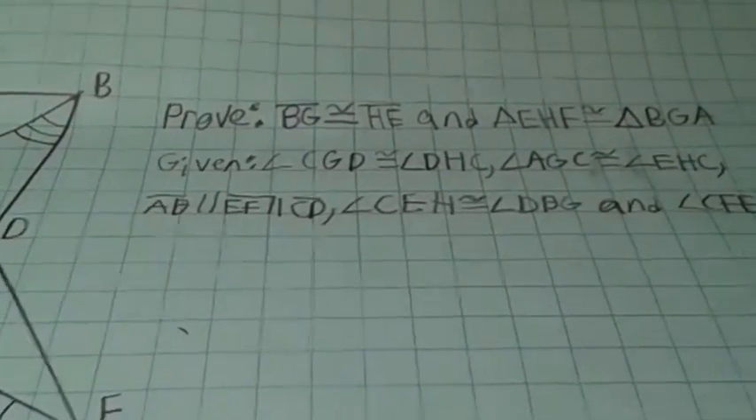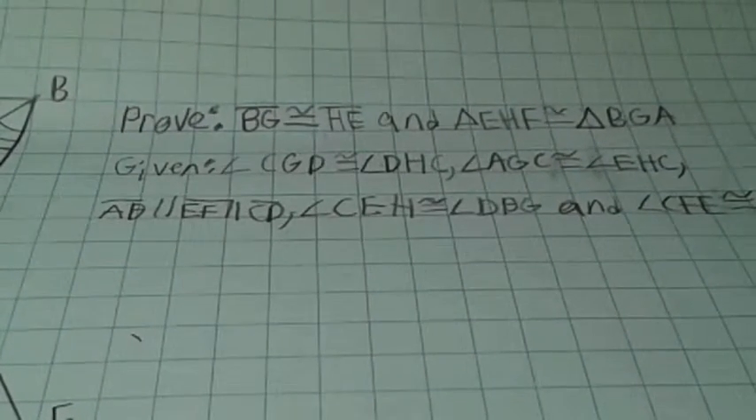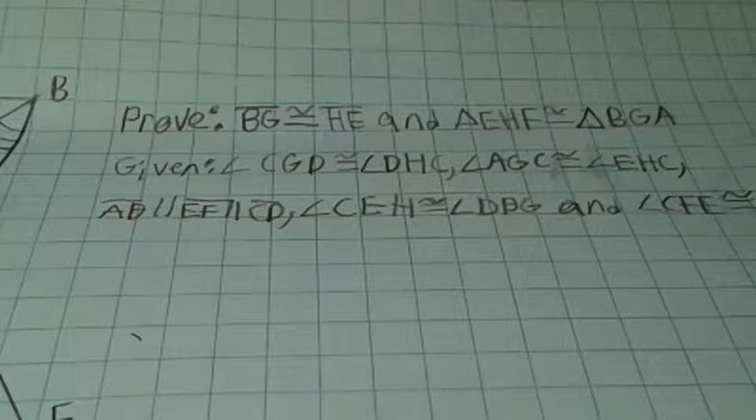So the first things that we need to prove are that line segment BG is congruent to line segment HE, and that triangle EHF is congruent to triangle BGA.